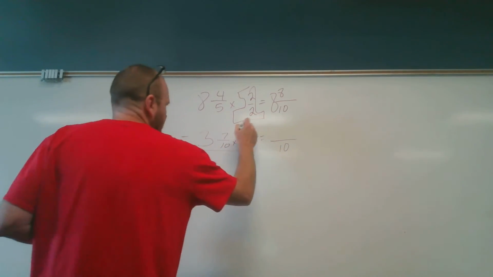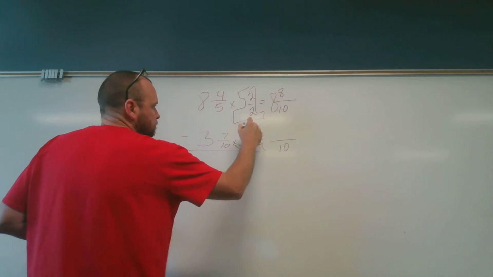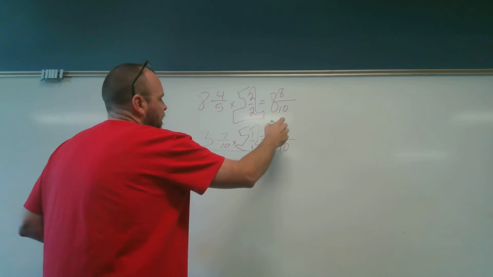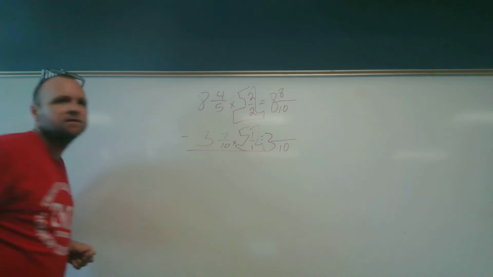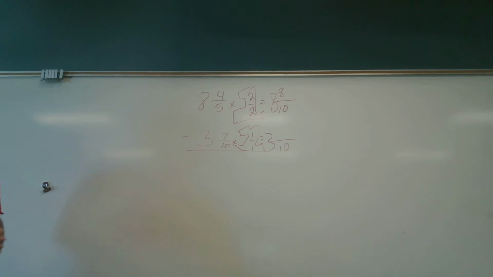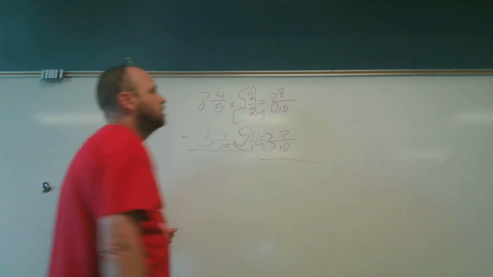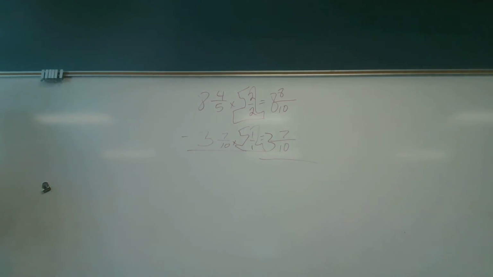Aiden, what do I multiply by here? 1 over 1. Yes, sorry, 1 over 1. And I have 3 and 7/10. 8 and 8/10 minus 3 and 7/10.